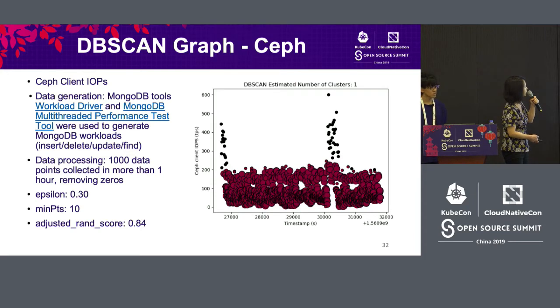So this is actually the same data, but just one section of that. This is only 1,000 data points. When we use this, it just has one cluster, and most of the points are in this one cluster, and then there are some black data points. Those are anomalies. And by the way, this is the Ceph client IOPS, because we don't get the volume level performance metrics that we used for LVM. So for Ceph, we just use this client IOPS.